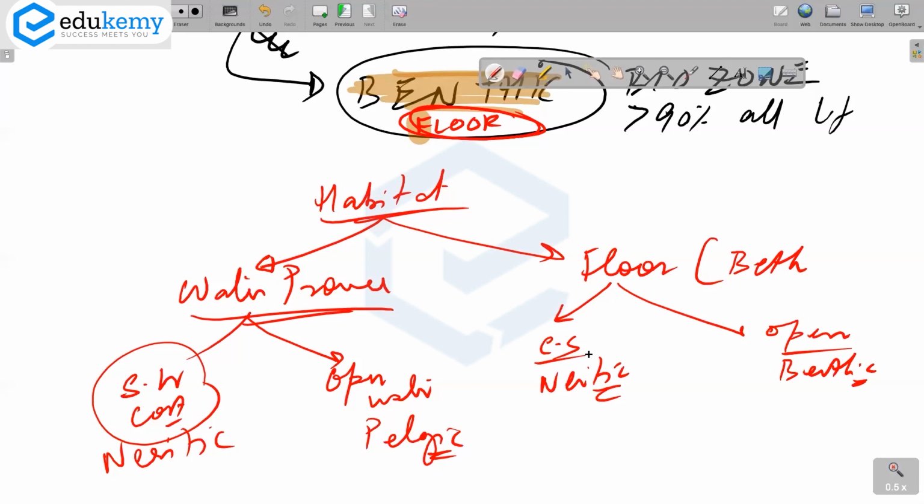Neritic pelagic में भी आता है, neritic floor में भी आता है. The word neritic का मतलब होता है shallow. Shallow waters within 200 meters which has a floor. The continental shelf region is the neritic zone. Neritic zone का neritic floor, pelagic zone का pelagic floor.